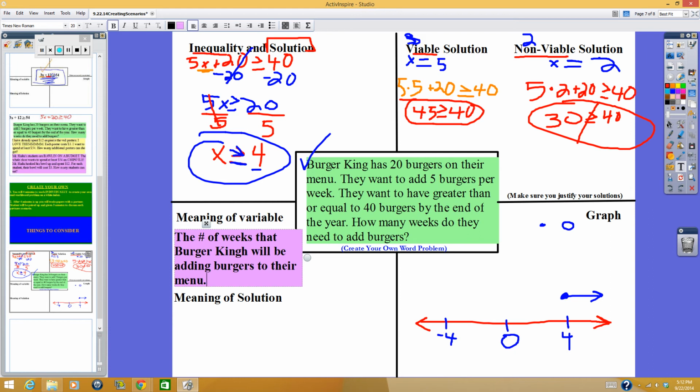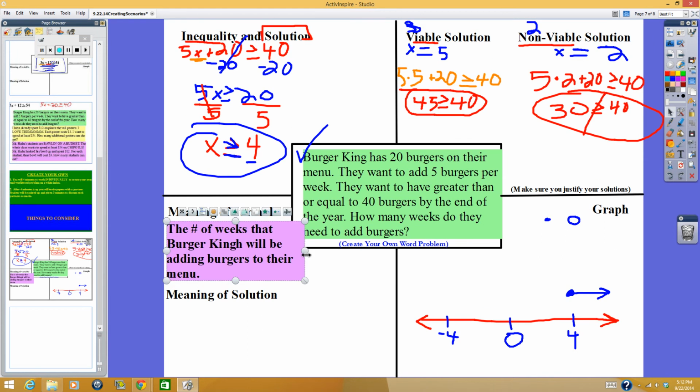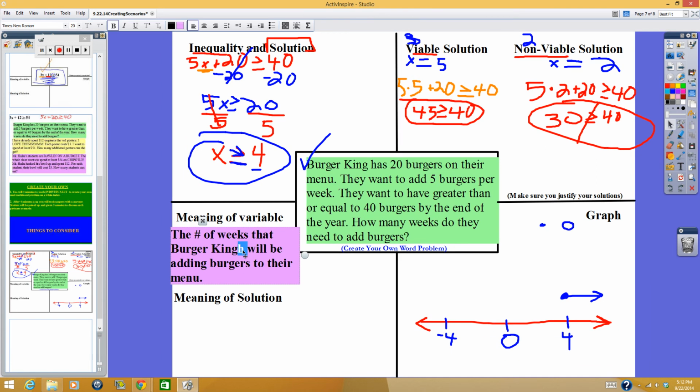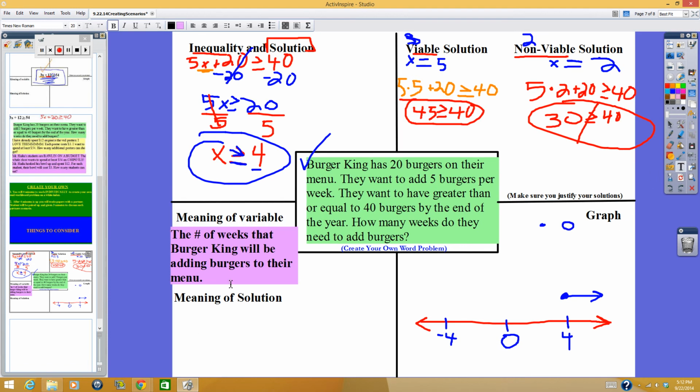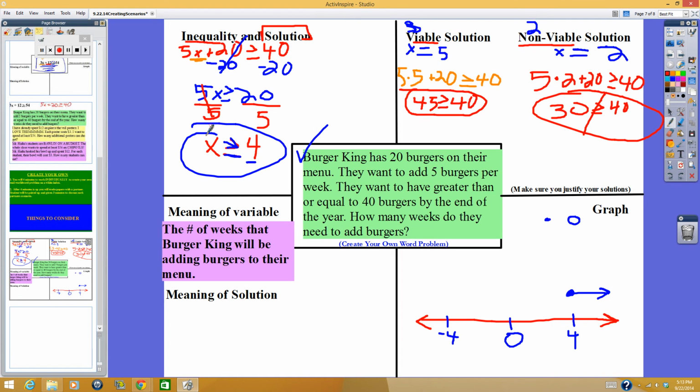So that works. The meaning of the variable in this, what they're trying to do, or the thing we don't know, I think that's a really important way to think about it. What don't we know? We don't know the number of weeks that the Burger King will be adding burgers to their menu, right? And then the meaning of your solution is basically the same thing as this, except we're plugging in our solution, which is this.